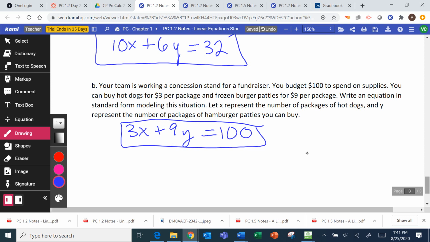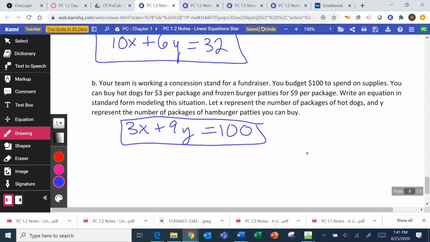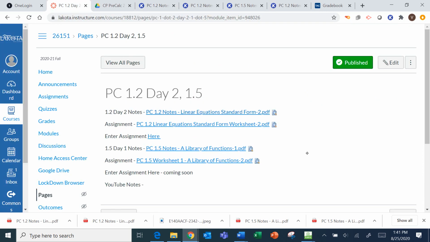That's the first assignment that you're going to do. When you go back to Canvas and your modules, that next link is that first assignment. After that, enter assignment here. So you're going to plug in some answers and upload your work.